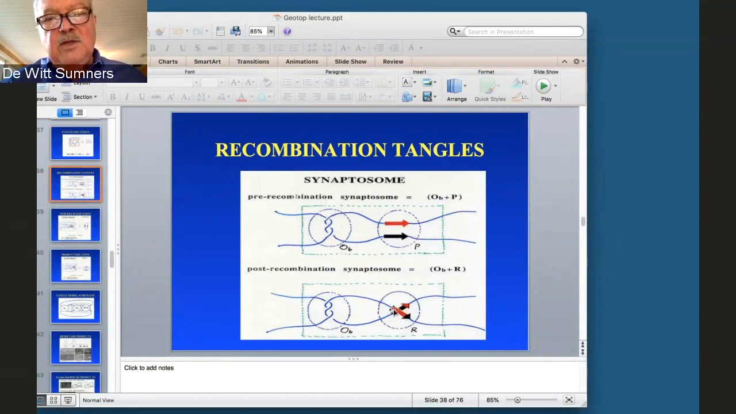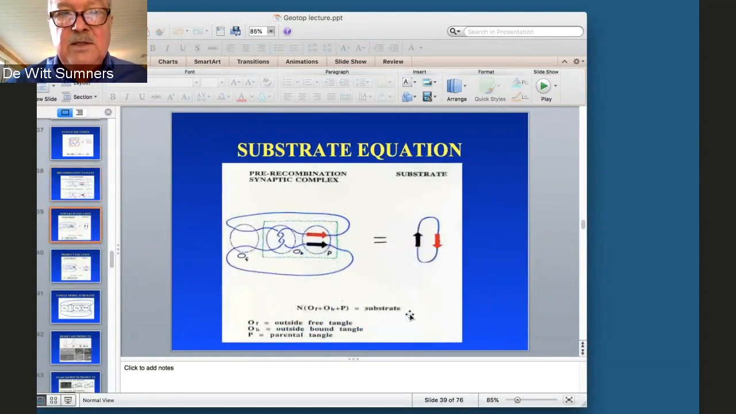So the idea will be to do the mathematics where you can compute OB, P, and R using the mathematics of tangles. So you get a substrate equation. Here I've drawn the answers to this thing. You want to think of these as unknowns. So I've got the protein here, and then I've got whatever else is happening outside. I'll call this the outside free tangle. It's not bound to the protein. Inside the protein, you've got the bound part that doesn't change, and you've got the parental sites. So this is a mathematical construction to write this bound configuration as the sum of two tangles.